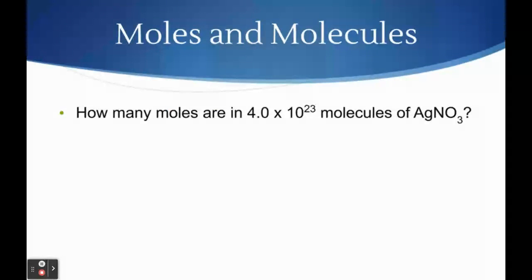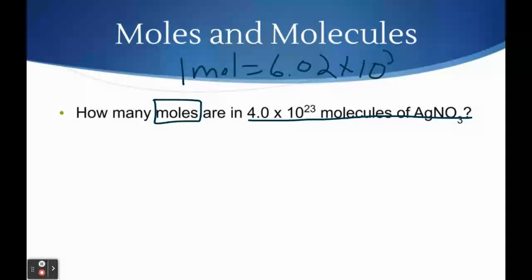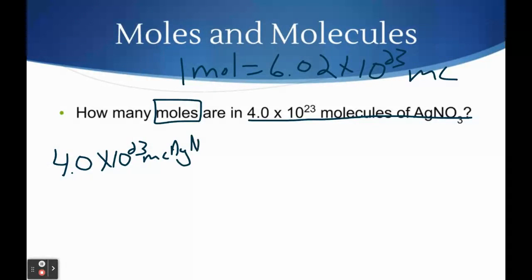All right, the next practice problem says how many moles are in 4.0 times 10 to the 23rd molecules of AgNO3? Our given information is 4.0 times 10 to the 23rd molecules of AgNO3, and we're looking for moles. So again, we're using the same conversion factor, because it does not matter what we're talking about. 1 mole of anything is equal to 6.02 times 10 to the 23rd molecules. So go ahead and write your given information and your T-chart.